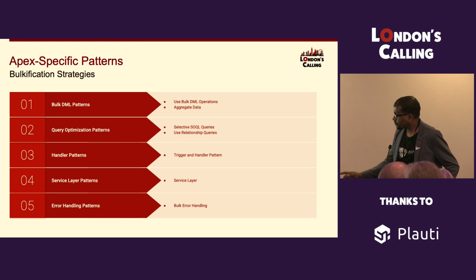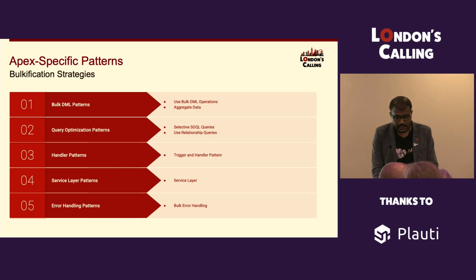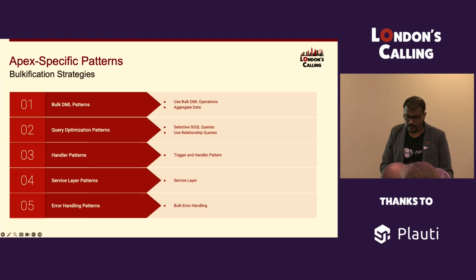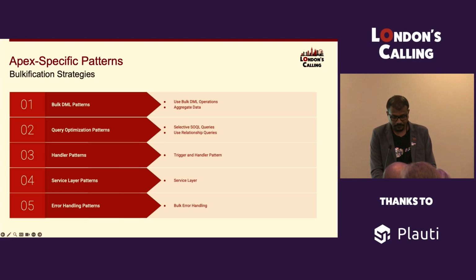The third one is handler patterns. We discussed trigger and handler patterns in the previous slide. And the fourth one is service layer. To implement the service layer architecture, we need to centralize the bulk operations and also the business logic. With this, the service classes can handle complex data manipulation tasks. Then we can separate the service from the business logic.